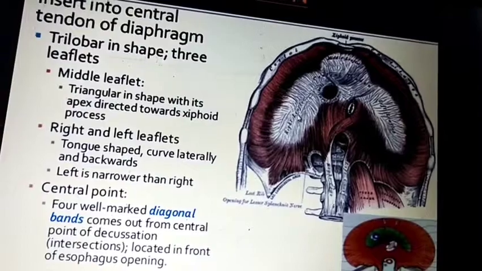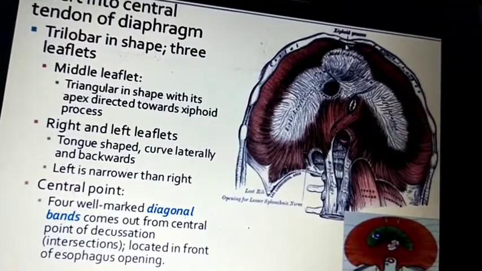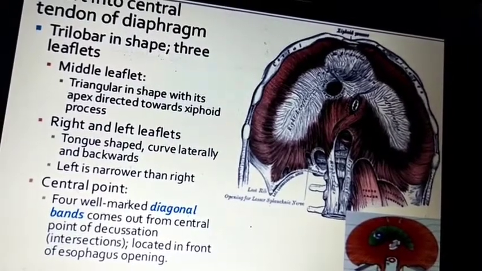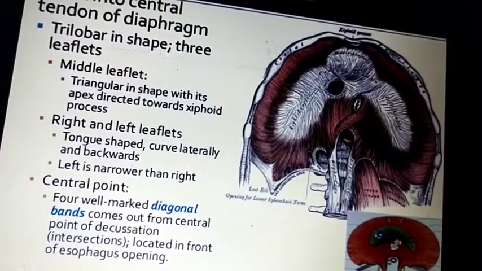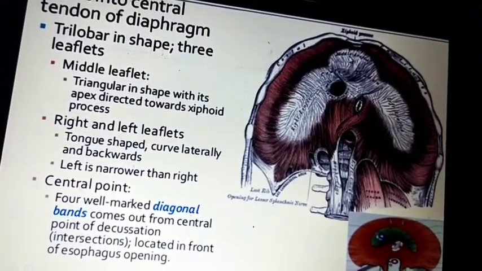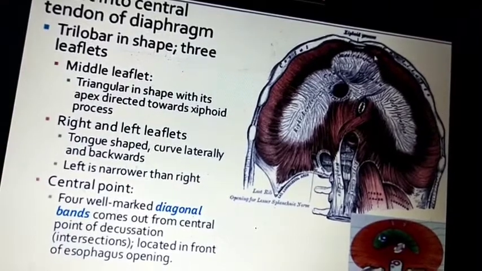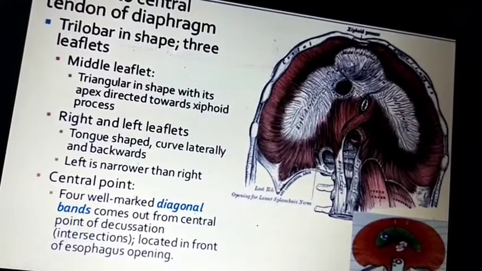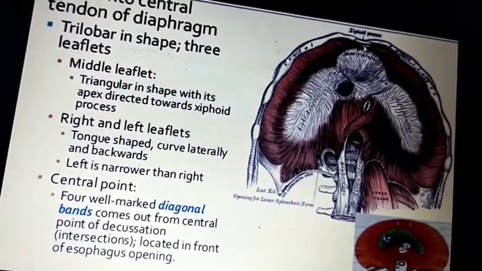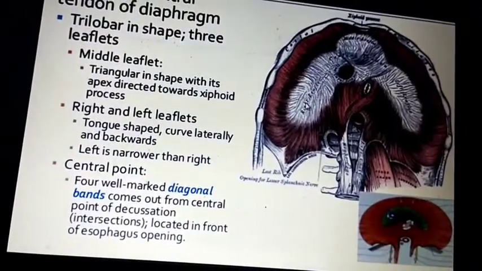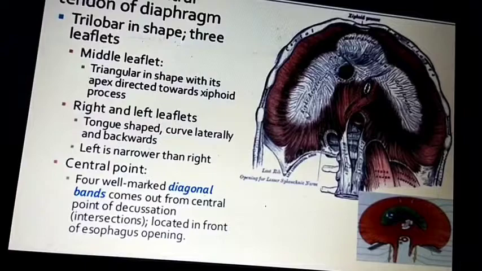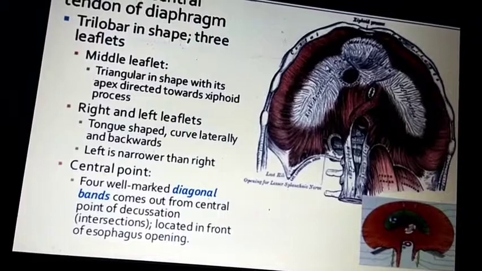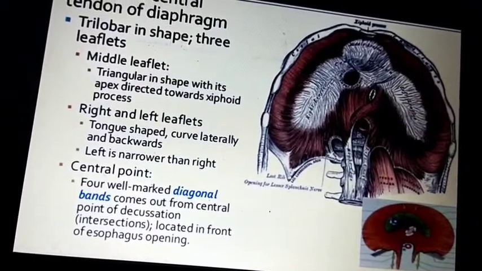The middle leaflet is from the sternum or xiphoid process. This middle leaflet is triangular in shape, with the apex directed towards the xiphoid process. You can see it like this: triangular in shape, the middle leaflet, directed towards the xiphoid process. The right and left leaflets look tongue shaped, curved laterally and backwards. The left is narrower than the right.